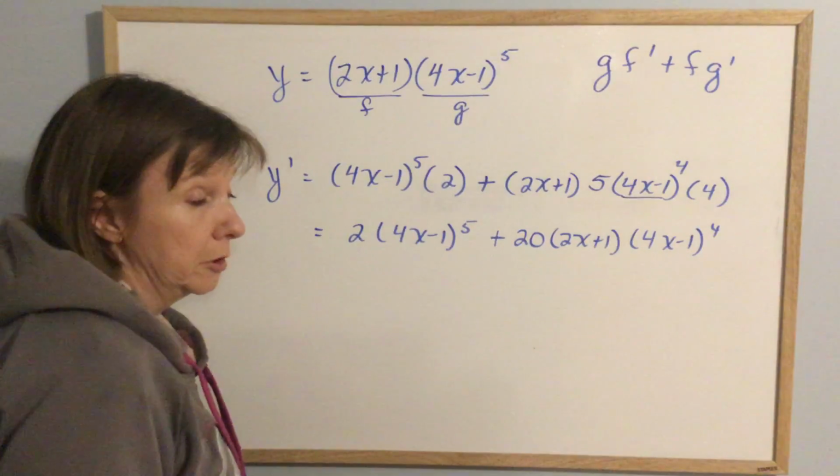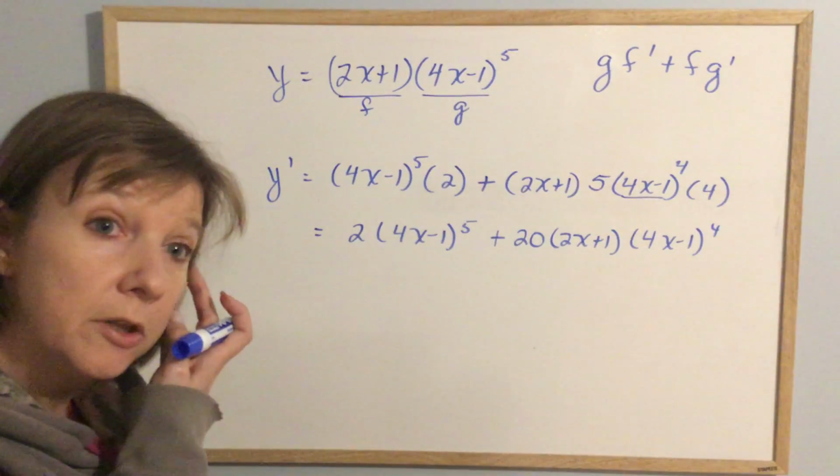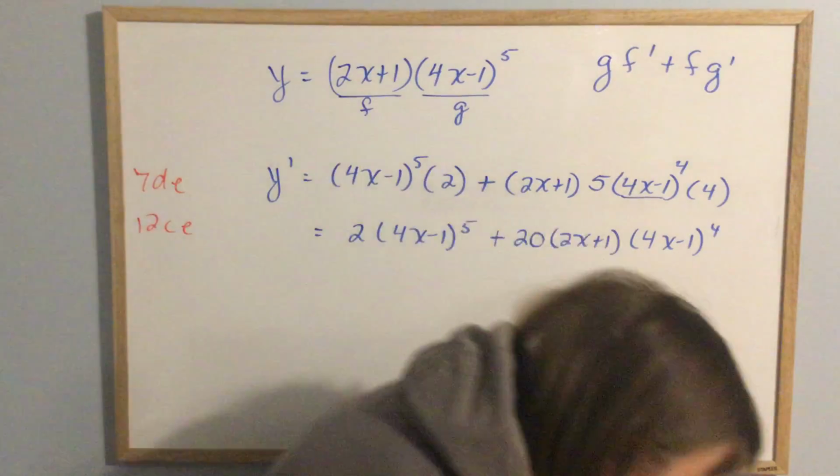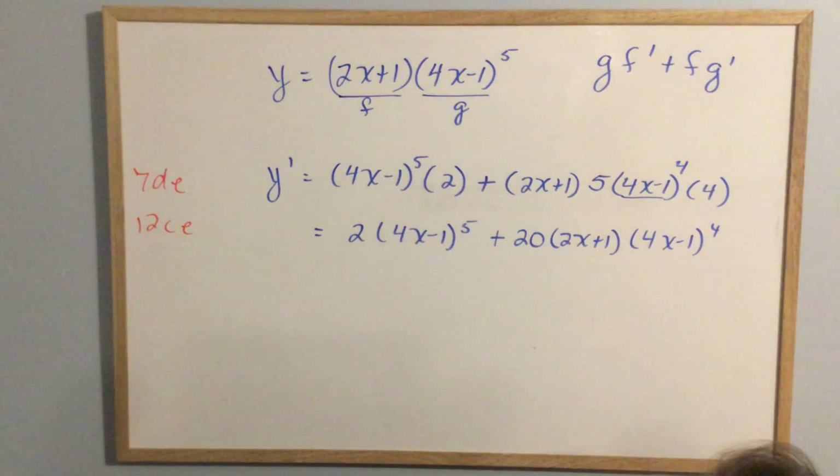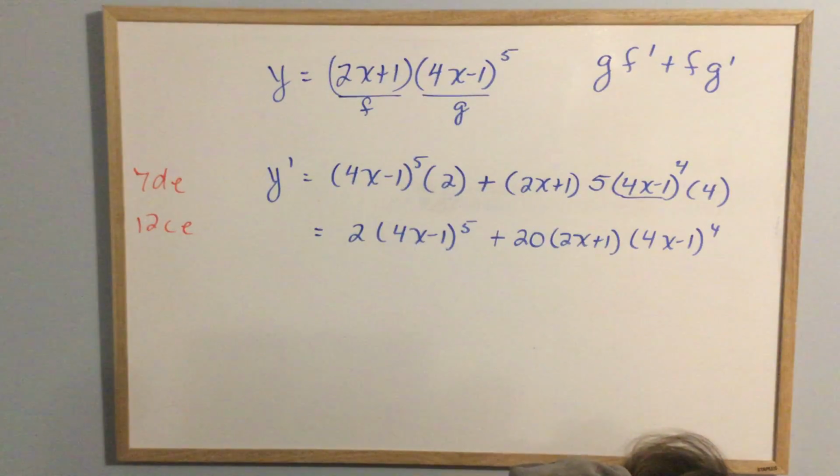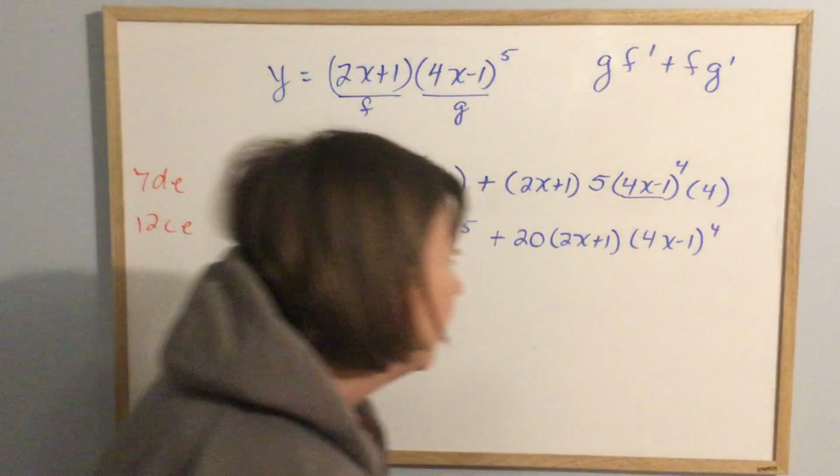You could be done here. You could theoretically be done here. My guess is that is not where they stop at the back of the book, though. Oh, shoot. That's all right. I'm fine. 7D, yeah. That is not where they leave it at all.